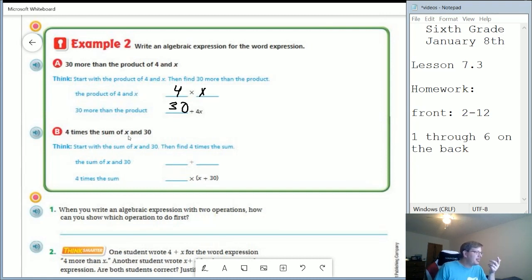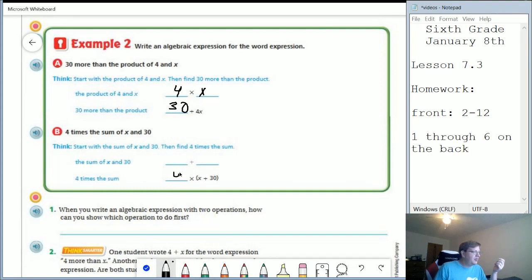All right, so 4 times the sum of x and 30. So the x and 30 is going to come first, and then we're going to represent that over here. I'm going to skip this part and just plug in the 4. We are doing 4 times, and then we have the amount x plus 30. So depending on what the value of x is going to change what our final answer would be.